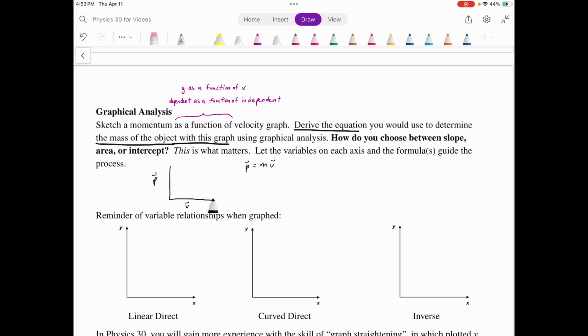As x increases, as velocity goes up, y will also increase. Now the next question is, what kind of shape does it follow? Is it linear? Is it going to be a straight line, right? Or is it going to be curved?